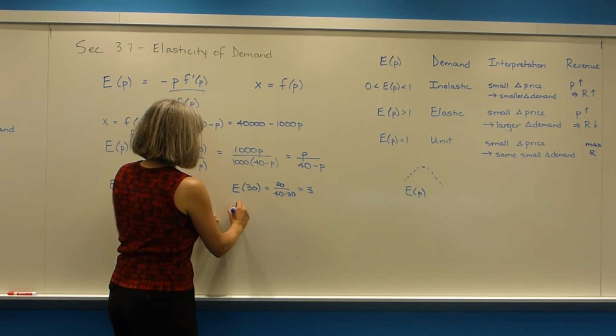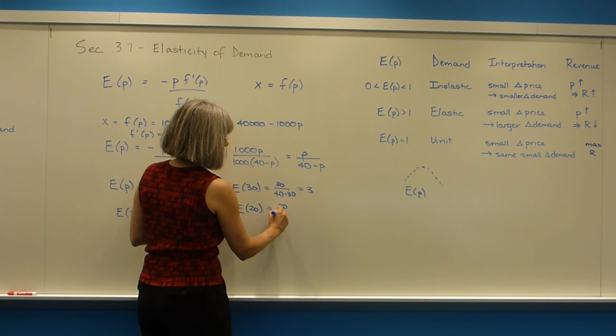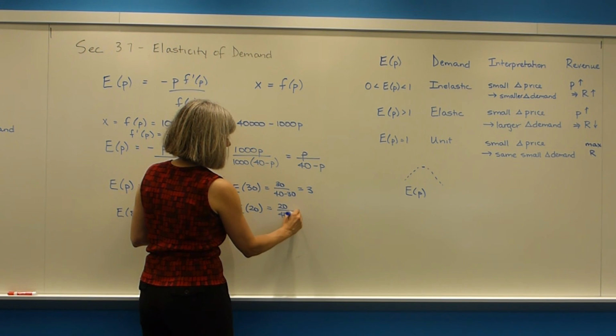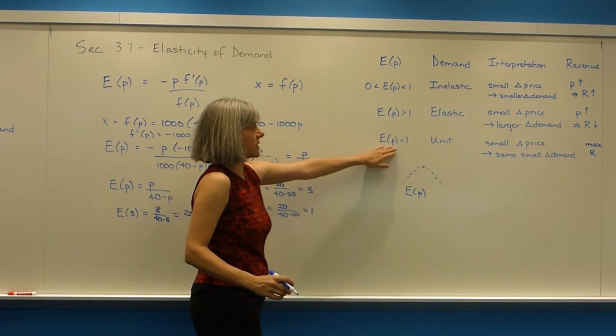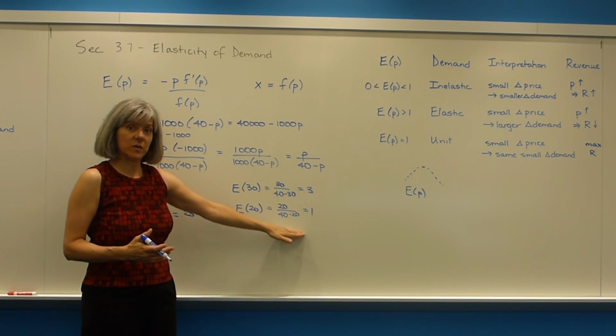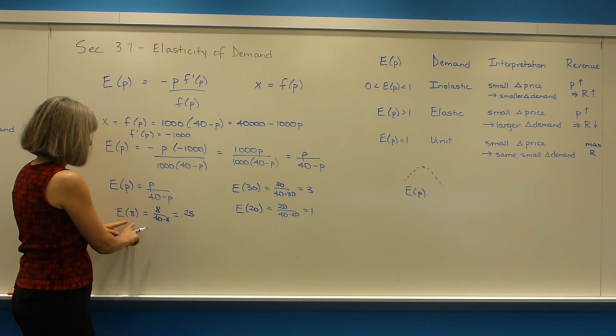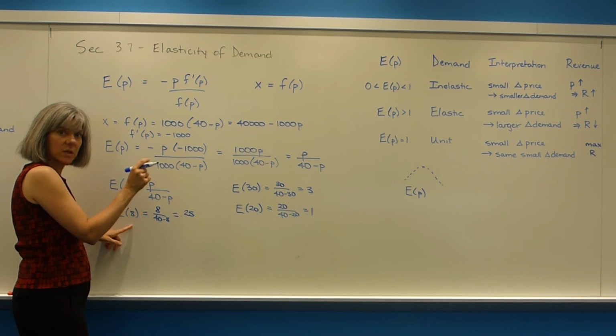So let's look at this last one, E of 20. 20 over 40 minus 20. 20 over 20 is 1. So that tells us we're at unit elasticity, which means this is where our maximum revenue is going to happen. It's at a price point of $20. Lower than that, I can increase my price and be increasing my revenue.